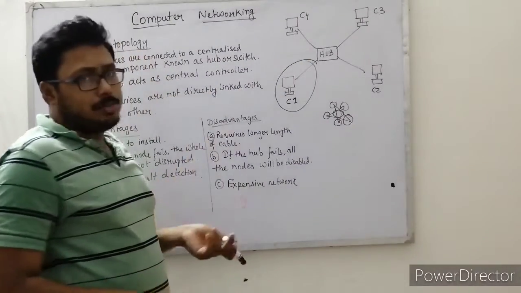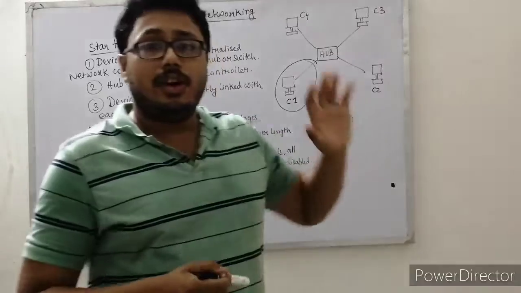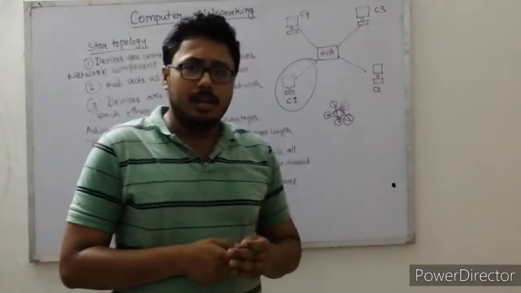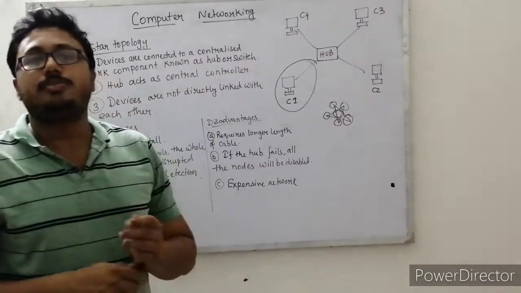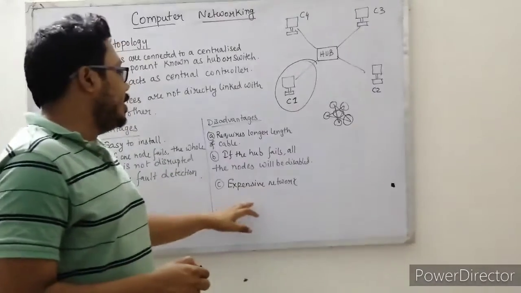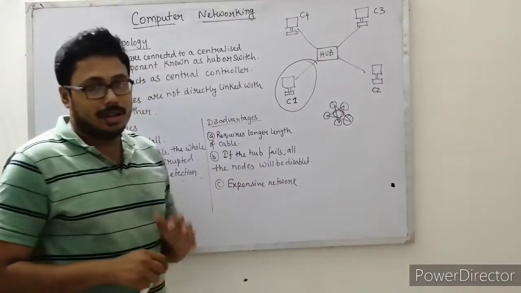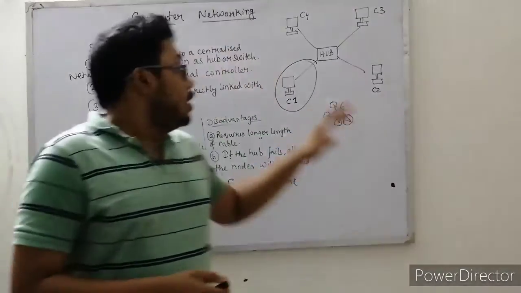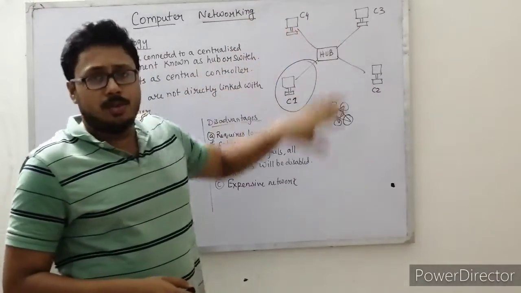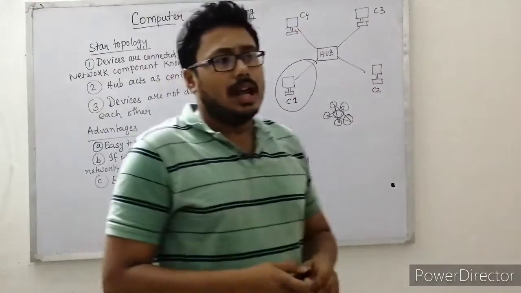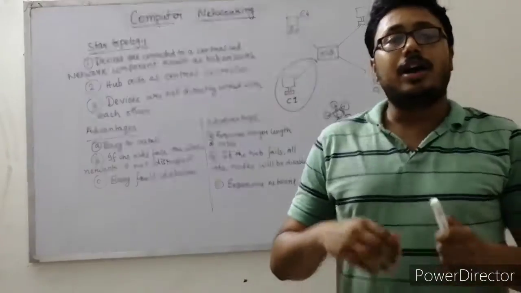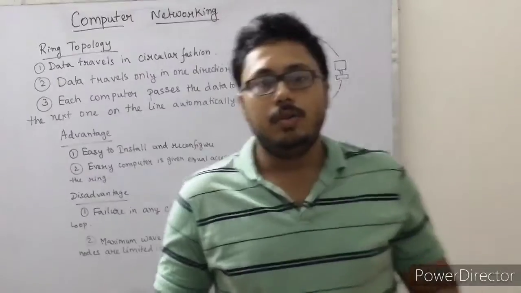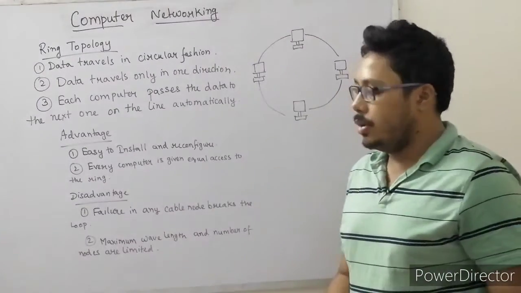Now coming to the last point, which I have discussed in the first point only, that if it requires a longer length of cable, then it is surely an expensive process. So the last point is expensive network. Yes, it needs a lot of money to make this network. So this is all about star topology. Now we will come to our next topology. So now we will discuss ring topology.